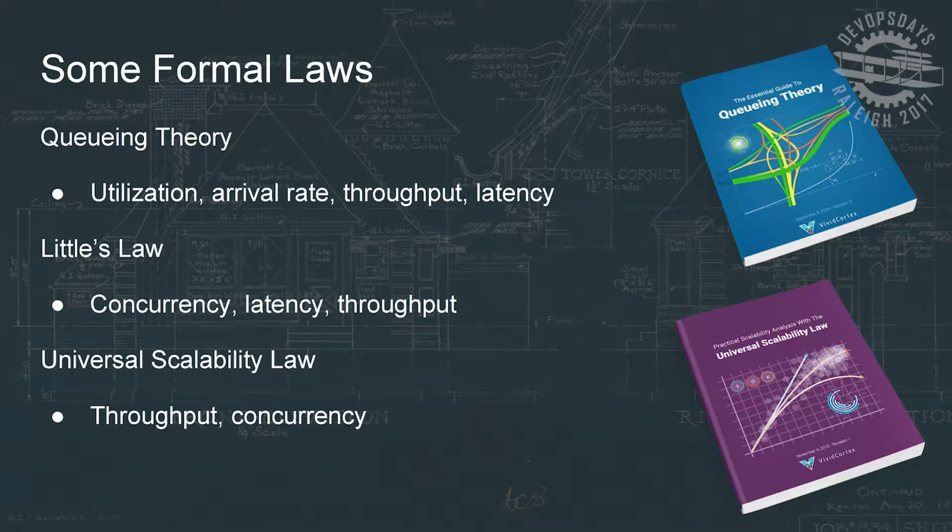And if you look at the inputs and outputs of these things, there's a couple of things you'll see coming up in common. For example, throughput, concurrency, latency. These are concepts that we're already kind of familiar with from the previous slide. And these are all things with a very clear, crisp definition, right?